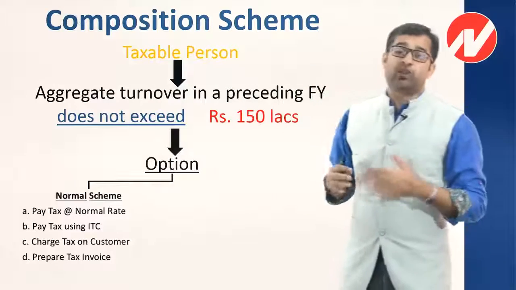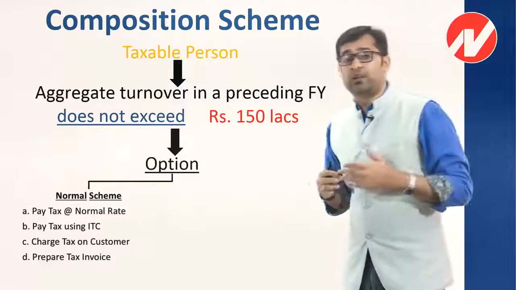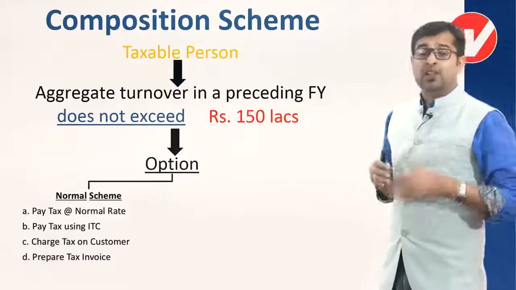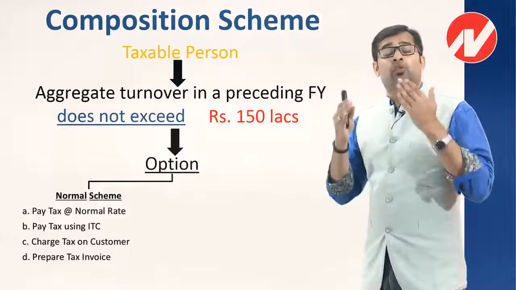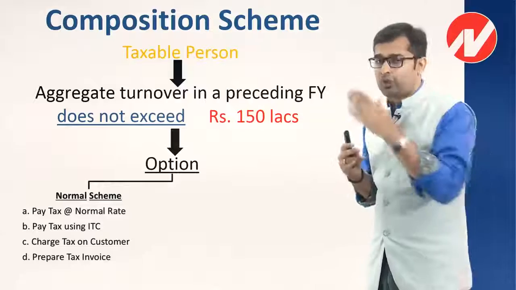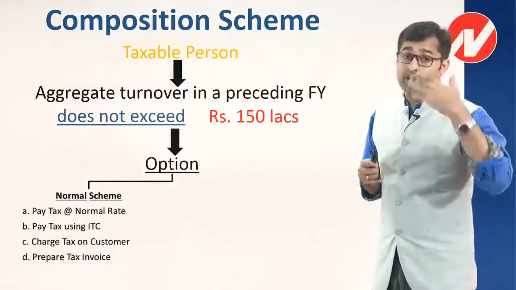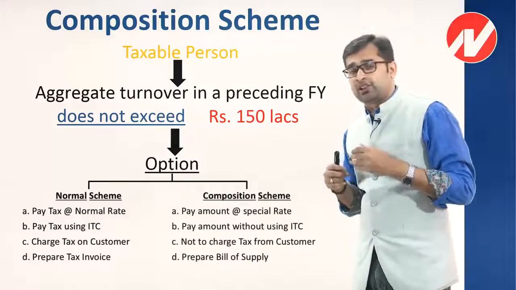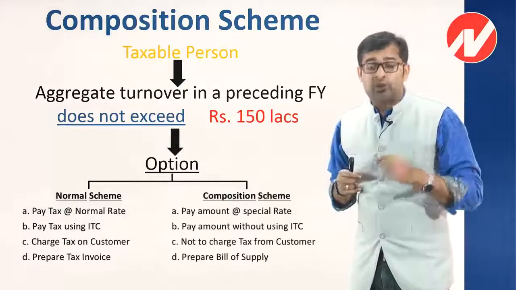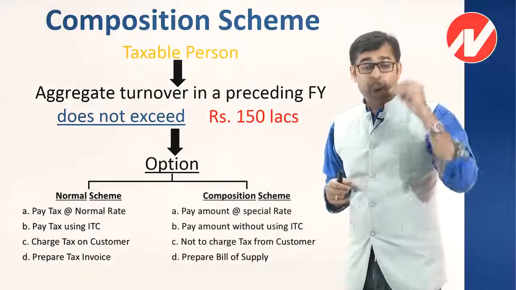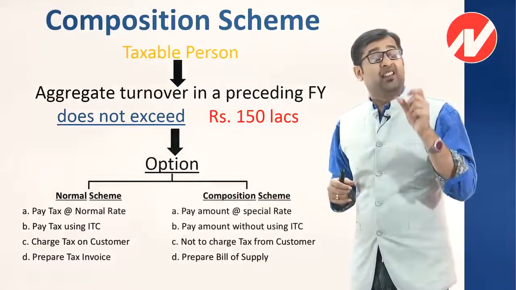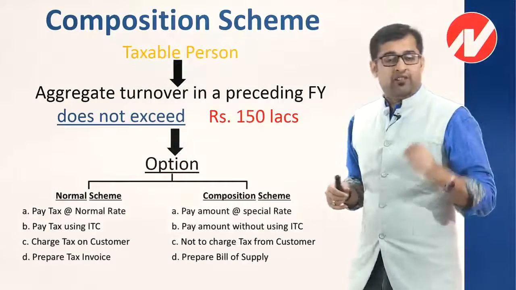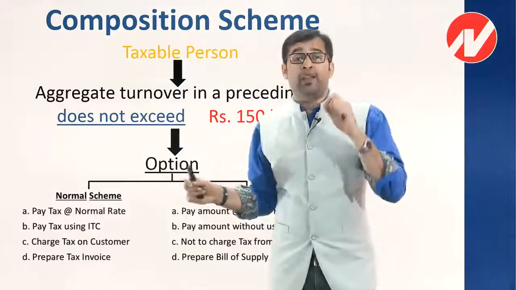So these 4 points we always have to keep in mind when we are in the normal category. Now let us analyze: suppose I am eligible and I wish to go for a composition scheme, then what are the points that I need to follow? One of the first points is that you have to pay an amount at a special rate. Now the important aspect is that there is a difference in terms of word. When I say I am under normal scheme, I am paying tax.